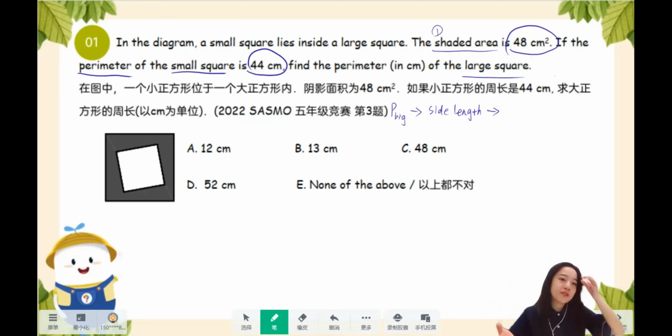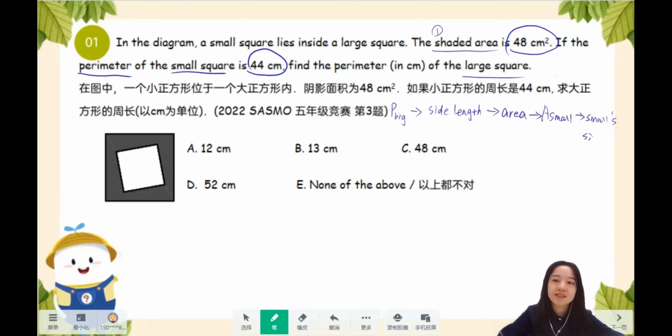But we still need to find another part to solve the area of the big square. Yeah, as you can see, actually, we just need to add up the shaded area and the small square's area. We can solve the big square's area. If we are able to solve the small square's area, we first need to know what is the side length of the small square.